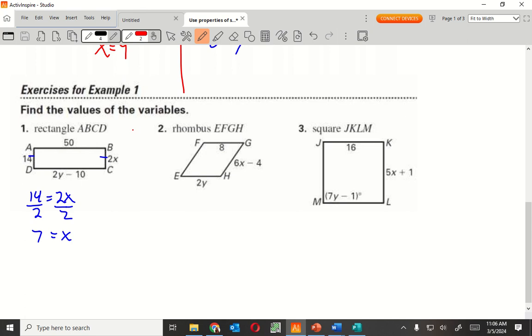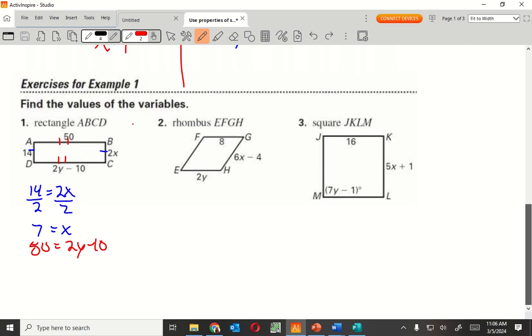Alright, the next one. In a rectangle, opposite sides are equal. So I'm going to say that 50 is equal to 2y minus 10. And to get the y by itself right here, I have negative 10.